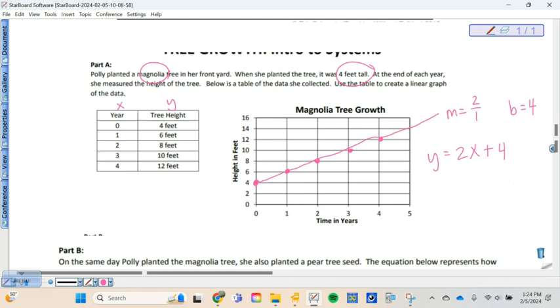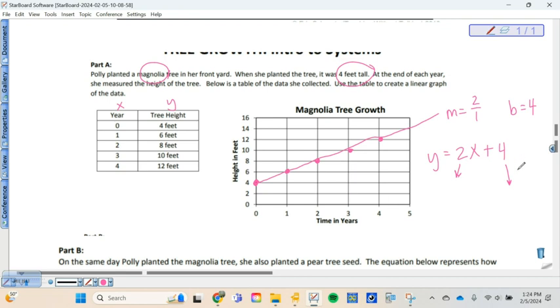What does the 4 represent? It's the y-intercept, but what does it represent about the magnolia tree? The starting point of the tree. What does the 2 represent? Yeah, it's growing 2 feet per year.